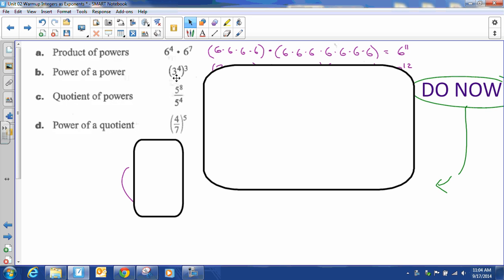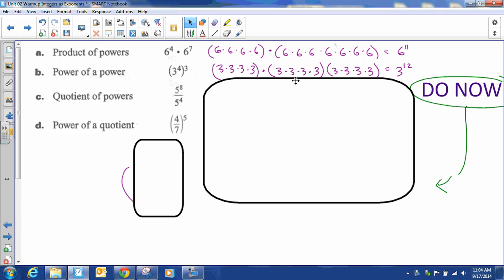Over here we have 3 to the 4th to the 3rd power, which is 3 to the 4th times 3 to the 4th times 3 to the 4th, which is 3 to the 12th. The shortcut here would have been to multiply the powers, distribute the powers. 3 times 4 is 12. Right here was 6 to the 4th plus 7 to get 11.